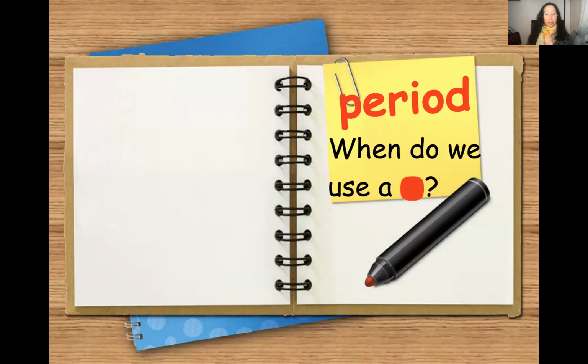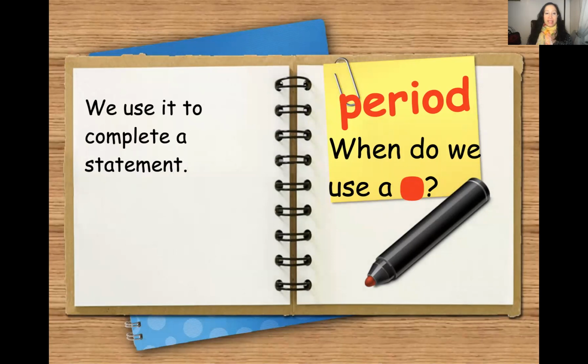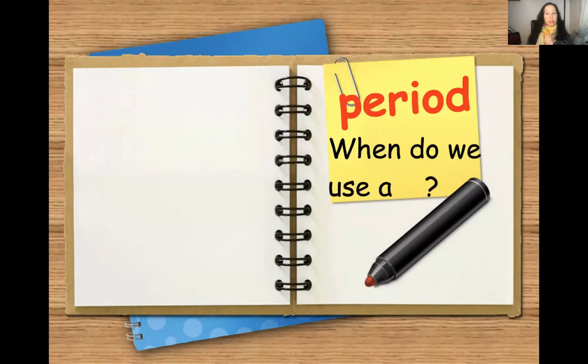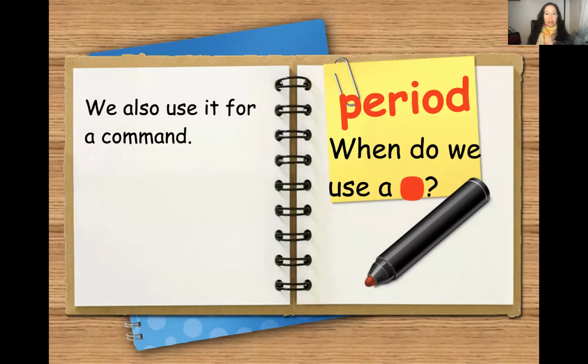When do we use a period? Well, we use it to complete a statement. For example, it is snowing today. Here's another basic rule. We also use it for a command. For example, please don't interrupt the class.